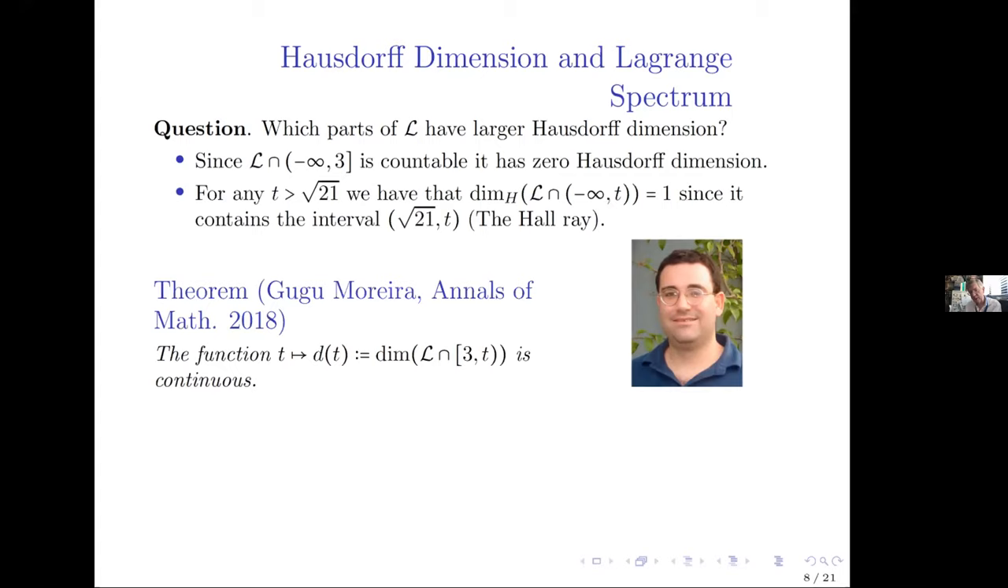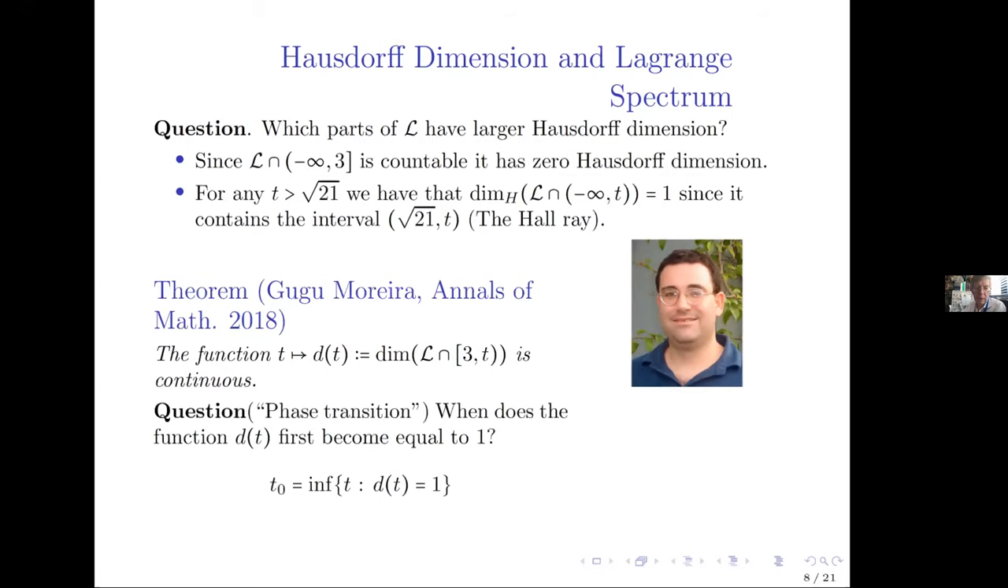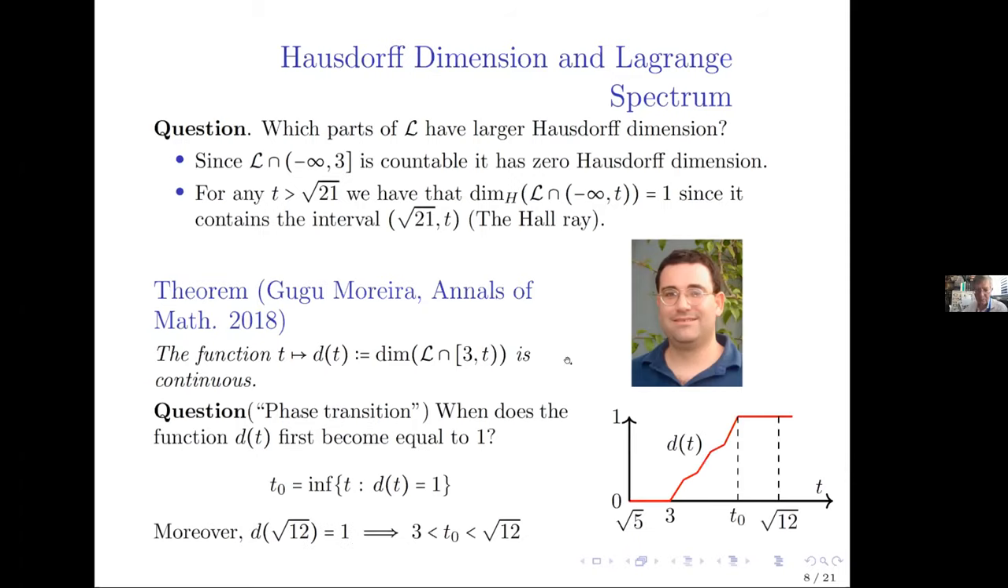So you can ask questions about this. And a natural question to ask is, when does this portion of the spectrum get sufficiently big that it's very fat? Very fat in this sense would mean that it has Hausdorff dimension equal to 1. So that's the first question we want to ask. That may be the only question that we're going to ask, but that's what we're going to ask. So here is a sort of a picture.